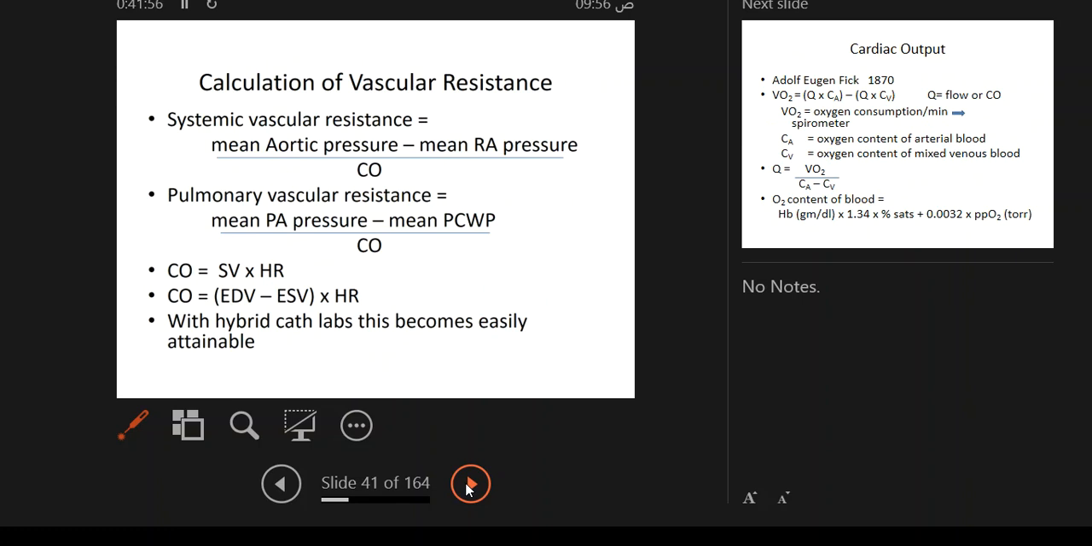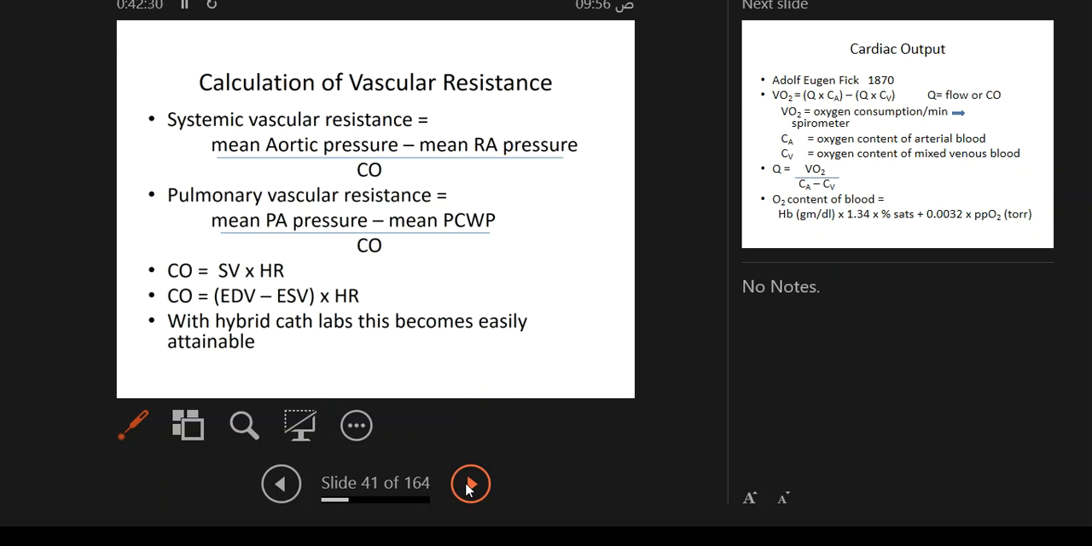The vascular resistance you calculate will be, as we said, resistance equals pressure over flow. So systemic vascular resistance is mean aortic pressure minus mean right atrial pressure over cardiac output. Pulmonary vascular resistance is equal to mean pulmonary artery pressure minus mean pulmonary capillary wedge pressure over the cardiac output. You know the cardiac output is stroke volume times heart rate. So therefore it is end diastolic volume minus end systolic volume, which is the stroke volume, times heart rate.